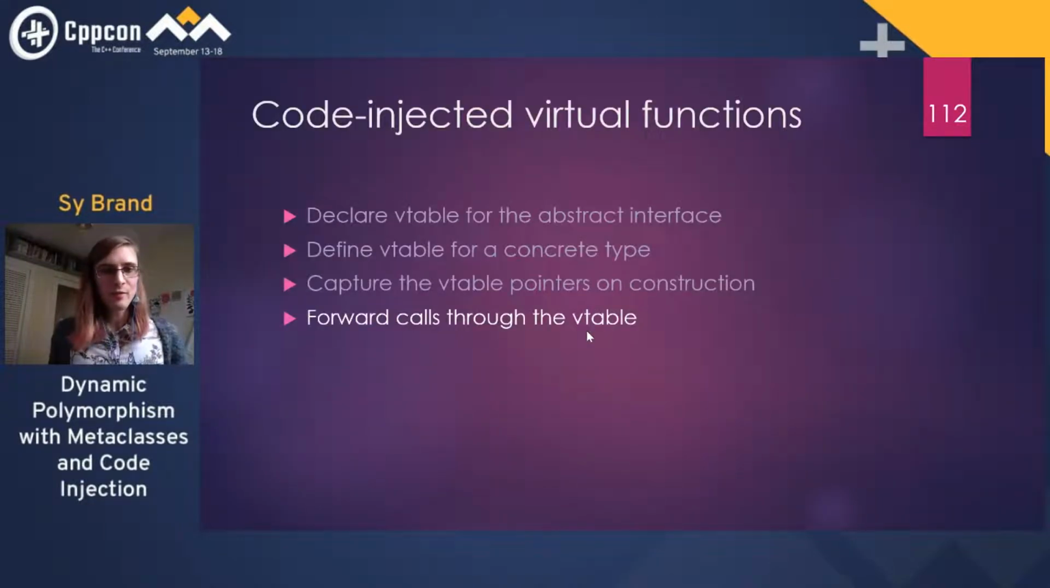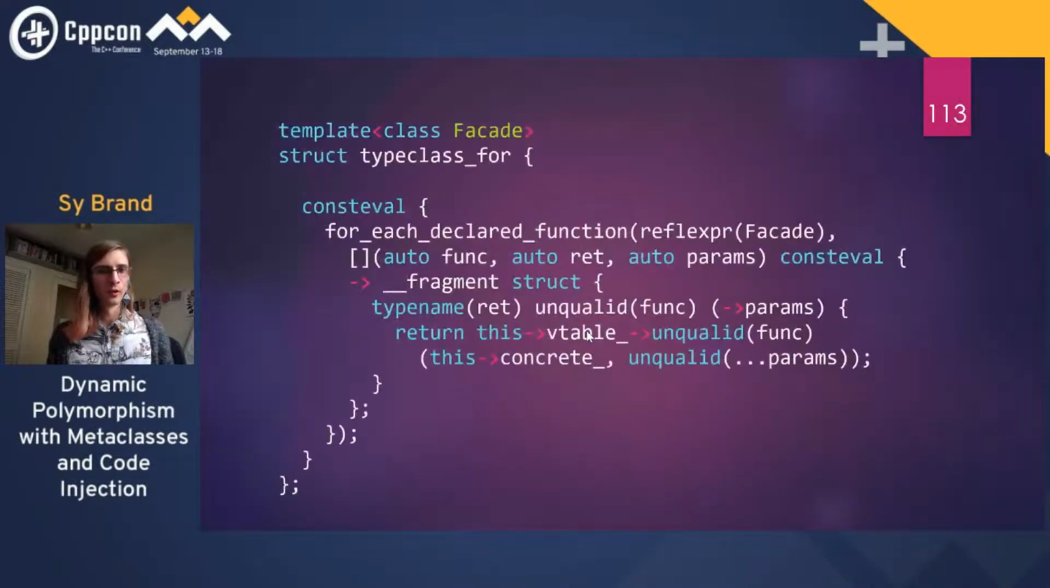So finally, we have to forward our calls through the vtable, and I'm not going to dwell on the code here because it's quite complicated and it's mostly following the same patterns we've seen before. We're generating a struct fragment, we're generating a function declaration based on the reflection information, and then generating an implementation which forwards a call. I have a link to the code later, which you can go look at. I don't want to spend too much time on this.